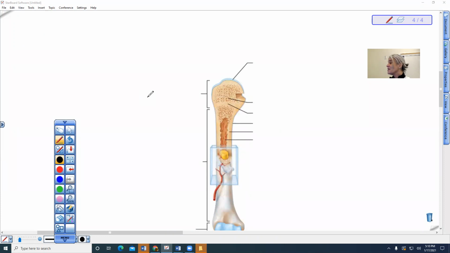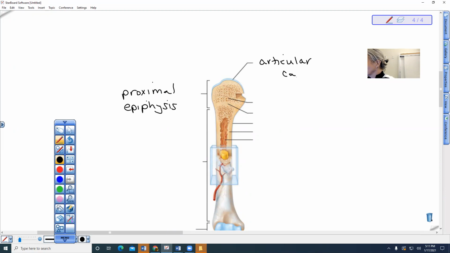Okay. So this right here is the epiphysis. Because it is closer to where the arm, the humerus, is attached to the center of your body, this is called the proximal epiphysis. Okay. The blue on the ends of your bones, this would be articular cartilage. This line is actually showing the spongy bone.